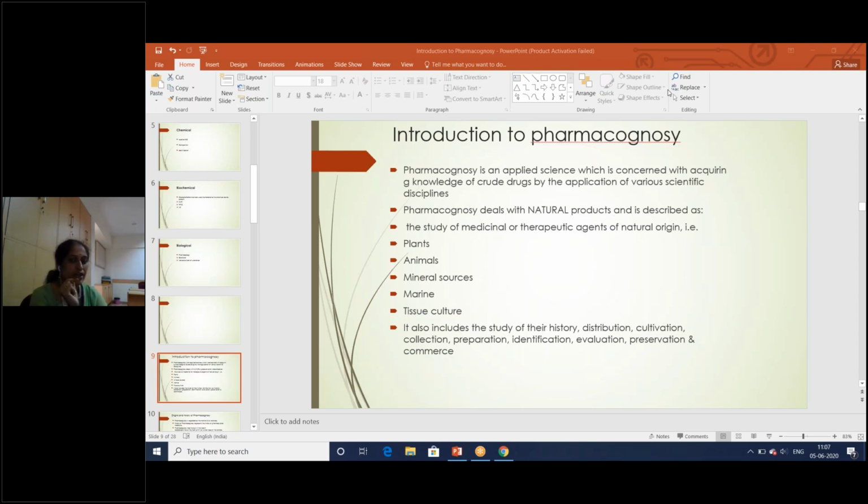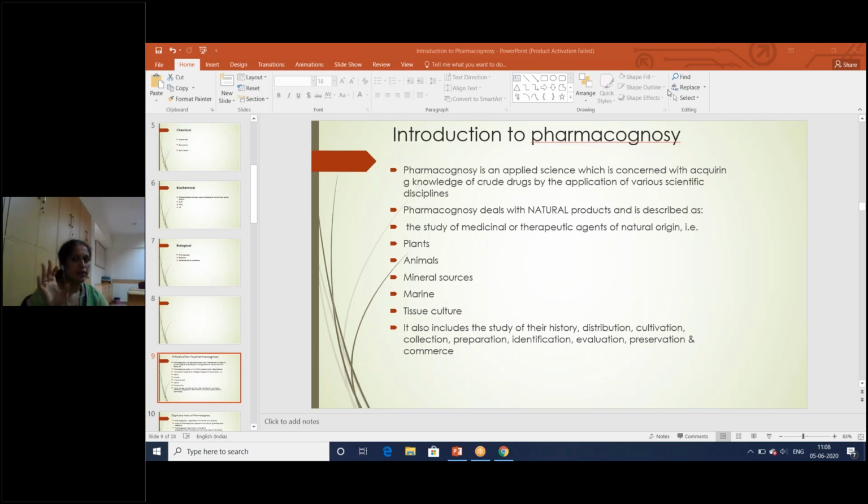The sources of these drugs are plants, animals, mineral sources, marine, and tissue culture. Tissue culture may not be a natural source, but the explant or plant used to grow millions of plants is from a natural source. In tissue culture, you can't just grow by putting chemicals. You may not use soil, but a chemical medium, yet to grow you ultimately use the leaf, the node, or the internode, something of natural source.